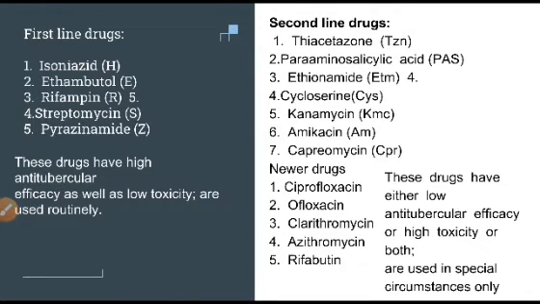Now I'll talk about the drugs here. You can see this small classification of drugs, where the first line drugs, for example isoniazid, are represented by abbreviation H, ethambutol by capital E, rifampicin by capital R, streptomycin S, pyrazinamide Z. So isoniazid, ethambutol, rifampicin, streptomycin, pyrazinamide, these are all 5 drugs here. These drugs have high anti-tubercular efficacy as well as low toxicity, and are used routinely.